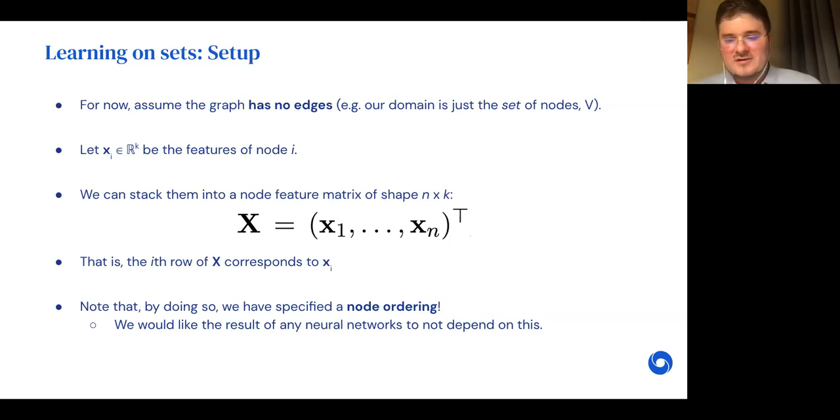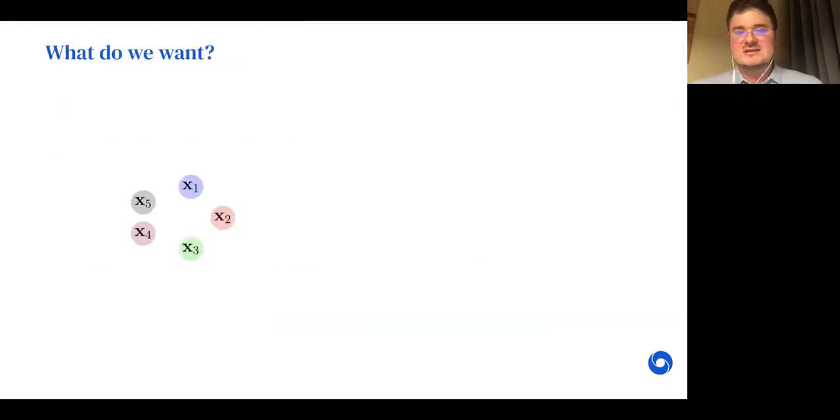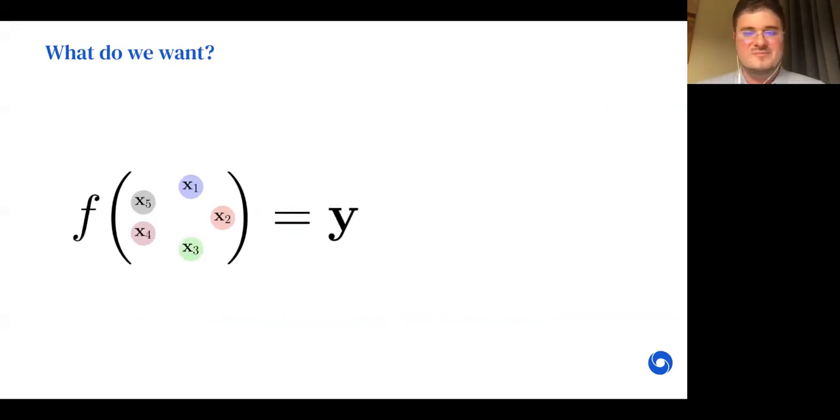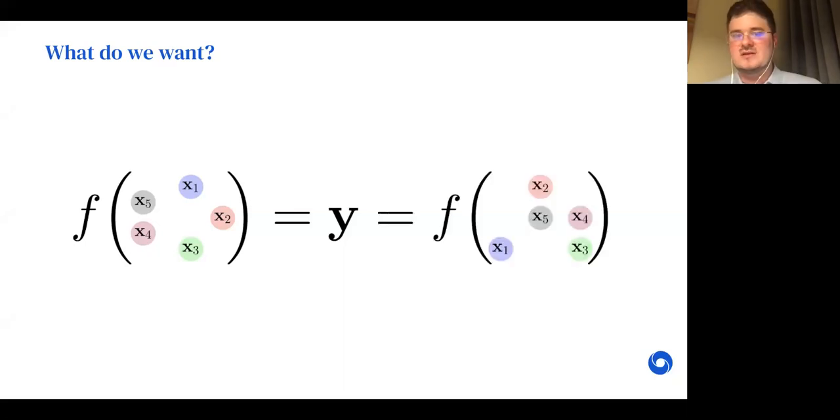And by the very act of doing so, you've specified an order of the nodes, and you'd ideally want your neural networks to not depend on this. So what we want is, if we have a function, a neural network applied over this set of points, giving us some outputs, we want that output to be the same, even if I decide to perturb the order in which I present to you these different nodes.